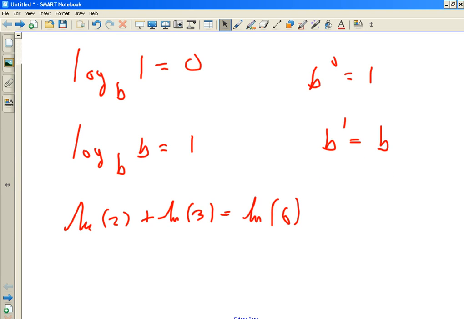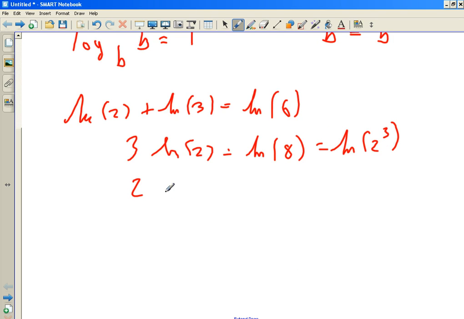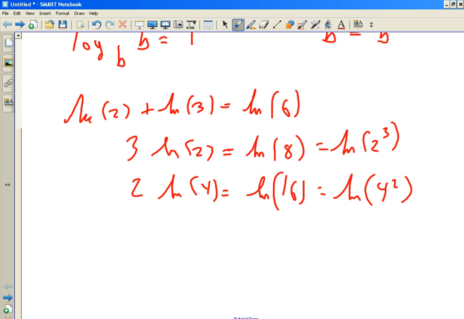The log, let's see, let me make some room here. 3 times the log of 2 is the log of 8. But realize that's the log of 2 cubed. We also saw that 2 times the log of 4 is the log of 16. Isn't that the log of 4 squared? You see a pattern going on? Isn't this the log of 2 times 3?